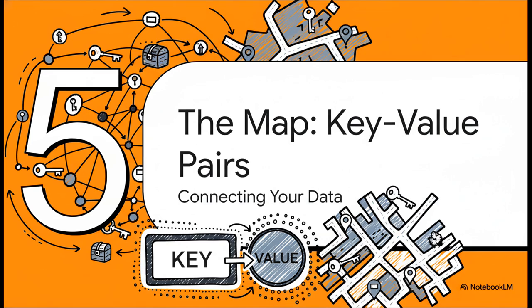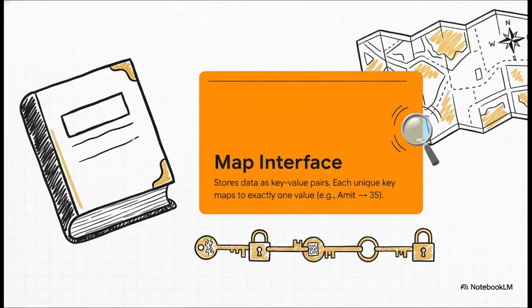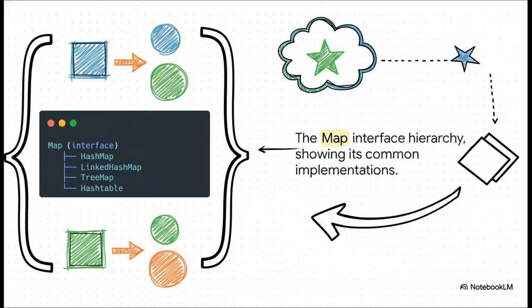So let's dig into our third and final major tool, the map, which is all about linking pieces of data together. The absolute core idea of a map is the key-value pair. You use one piece of data, which we call the key, to look up another piece of data, the value. For example, the key might be the name Amit, and the value it's linked to is the age 35. The best analogy is a dictionary. The key is the word you look up, and the value is its definition. And just like our other tools, map is an interface, a blueprint, with its own family of powerful implementations.